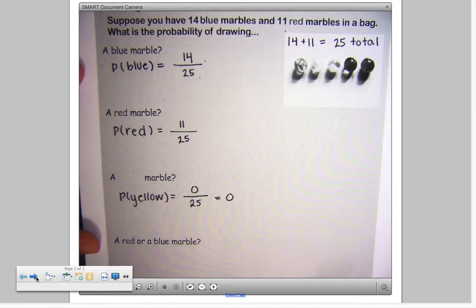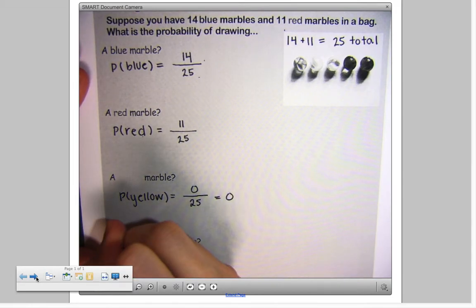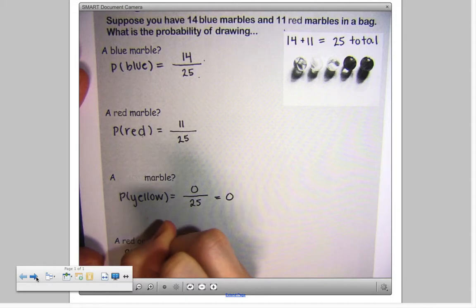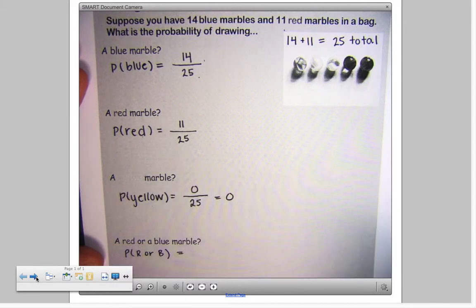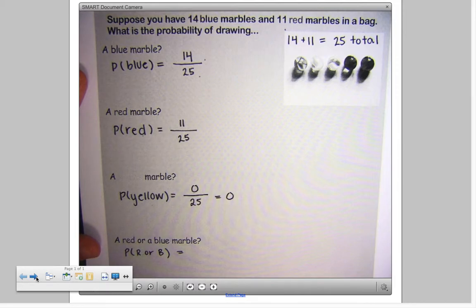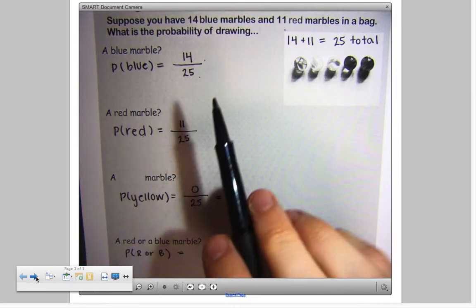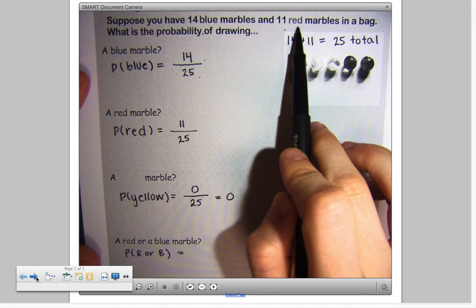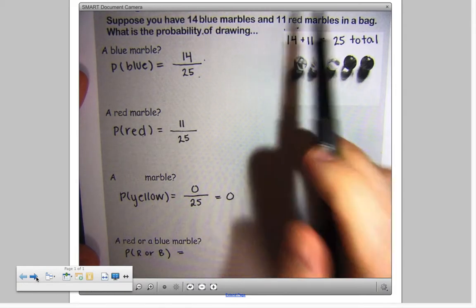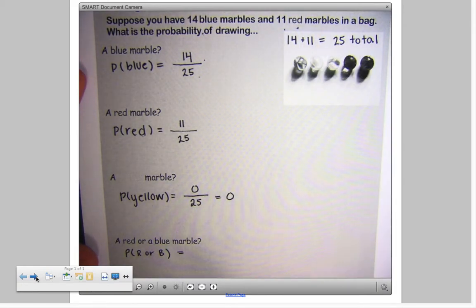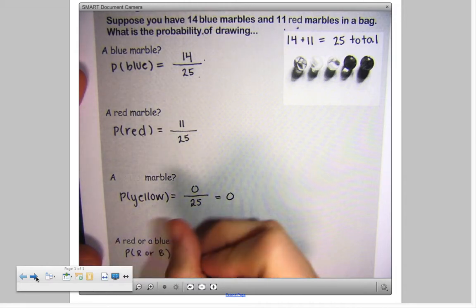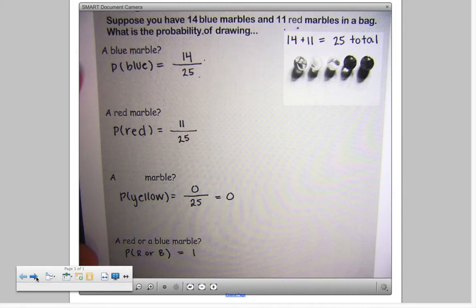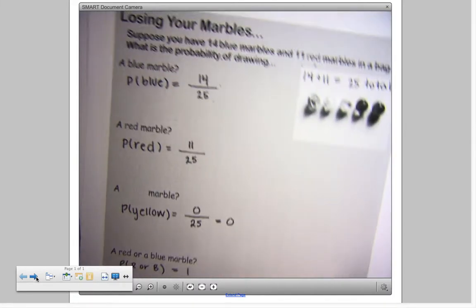And then the last one, probability of a red or a blue. So probability of red or blue. So I'm just going to write R or B. We come back up to the bag, we only have 2 options. We have a blue marble or a red marble. So when we draw a marble out of the bag, it's either going to be red or blue 100% of the time. So this probability would be 1 or 100%, since that's the only options. Okay. All right, last example.